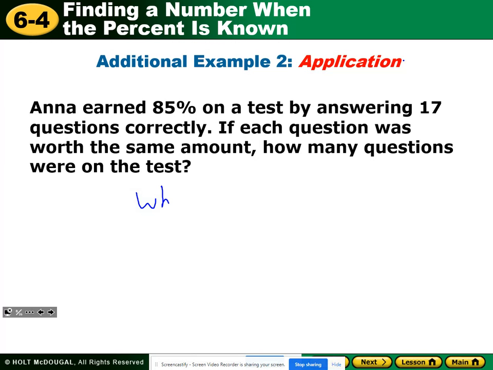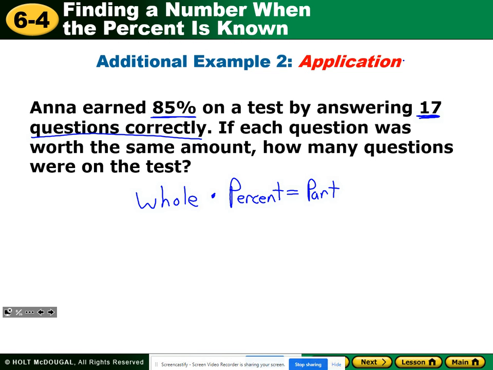We have the whole. Why don't everybody go ahead and write out the whole times the percent equals the part. Now Daniel's got to figure out, and he can rely on you guys or ask for help from the audience online. Anna earned 85% on a test by answering 17 of the questions correctly. If each question was worth the same amount, how many questions were on the test?